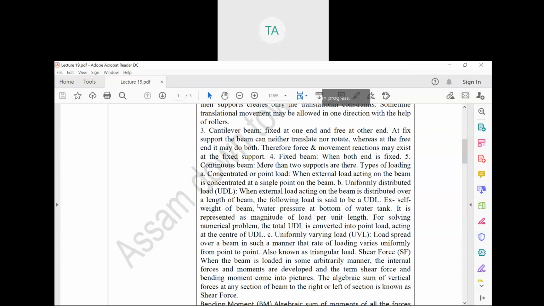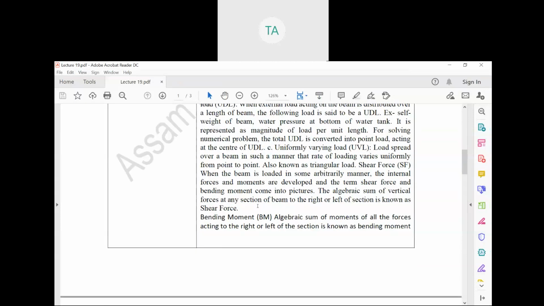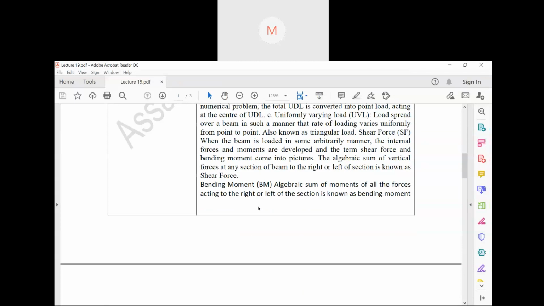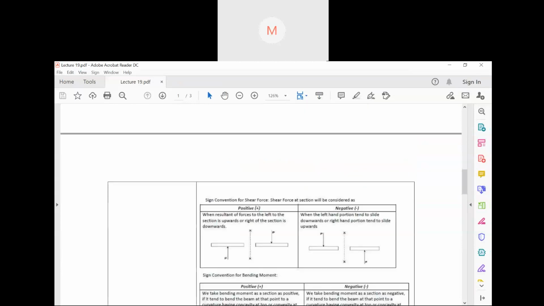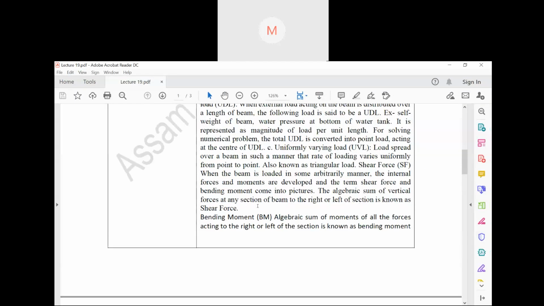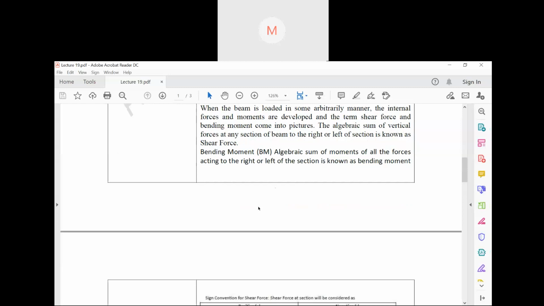Yes, sir. Okay, just now we discussed the terms shear force and bending moment, right? At the last class we discussed shear force and bending moment. Shear force is the algebraic sum of the vertical forces at any section of the beam, to the right or left side of the section. And bending moment is the algebraic sum of all the moments of the forces acting on the right or left.